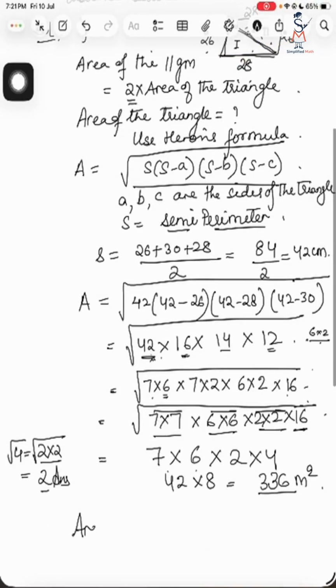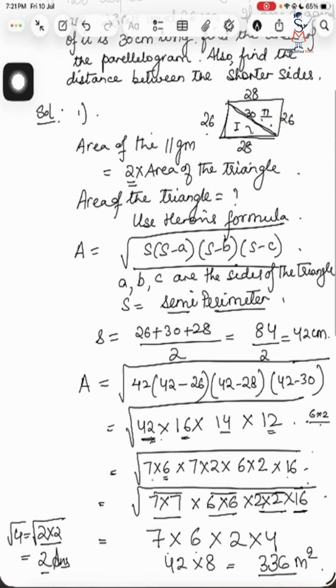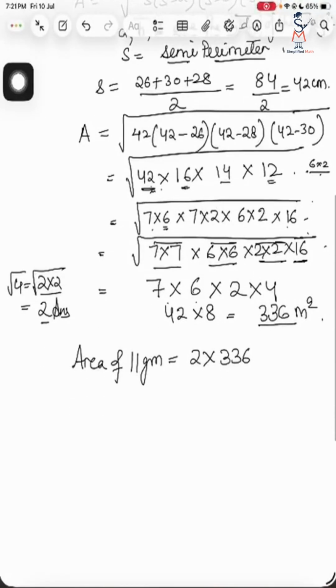So area of the parallelogram will become what? 2 times the area of one triangle, because we have 2 such triangles. So this will become the area of the parallelogram. 2 into 336, that becomes 672 centimeter square.